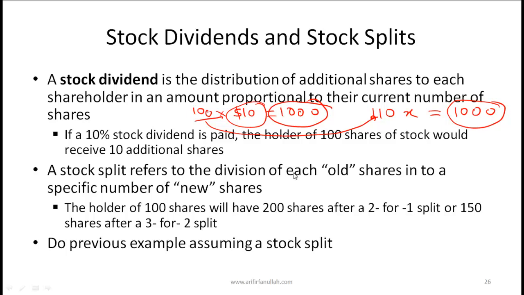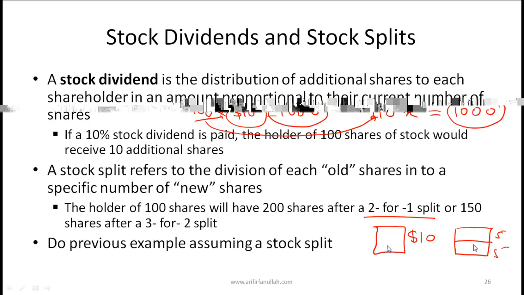A stock split refers to the division of each old share into a specific number of new shares. So the holder of 100 shares will have 200 shares after a 2-for-1 split. That means that for every share that you had, let's say that initially the share was worth $10, then after a 2-for-1 split, that one share will now become equal to 2 shares, each worth $5. So this is a 2-for-1 split. If you had 100 shares like this, you will now have 200 shares, because for each one you now have 2.